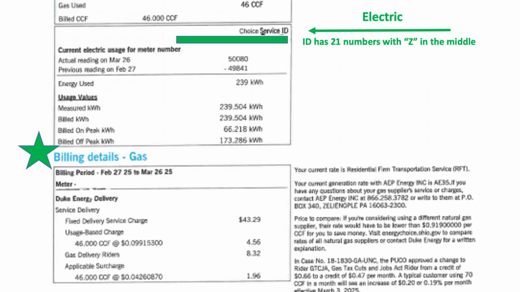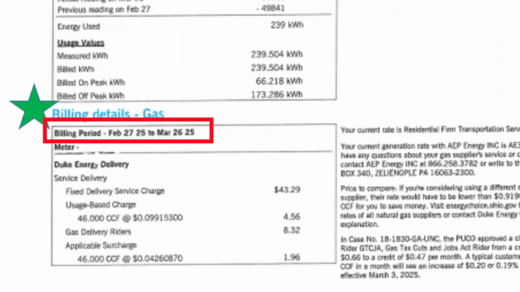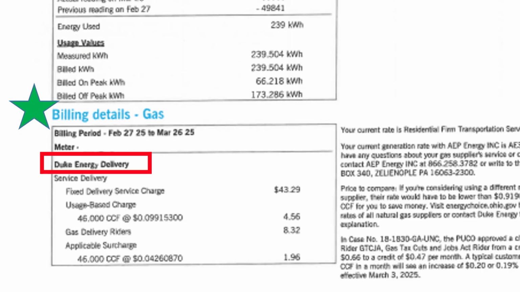So now we're getting into what you pay. This is where they break down those numbers. Let's look at that. What you want to look at on the bottom of this page 3 is billing details gas. You see the billing period. It'll give you the dates of the bill. It also will give you your meter number at your house. But if you look underneath it, Duke Energy Delivery. This is for billing details natural gas.